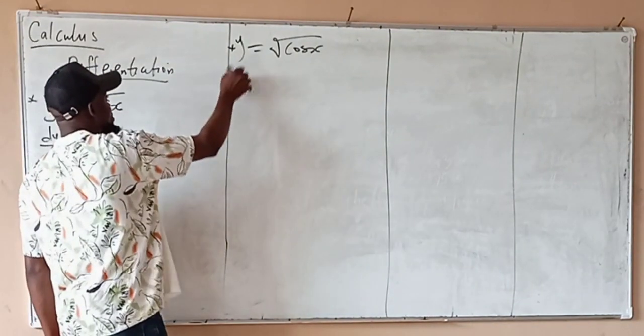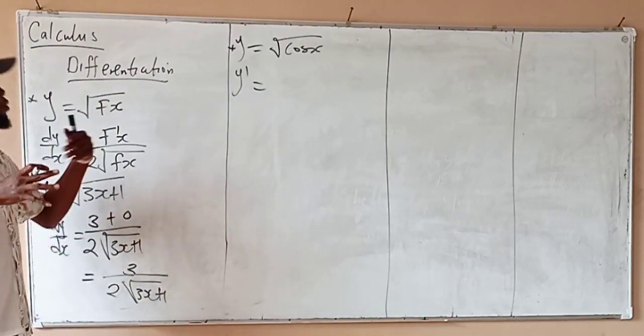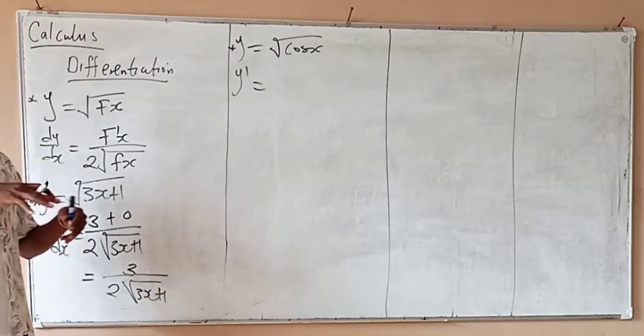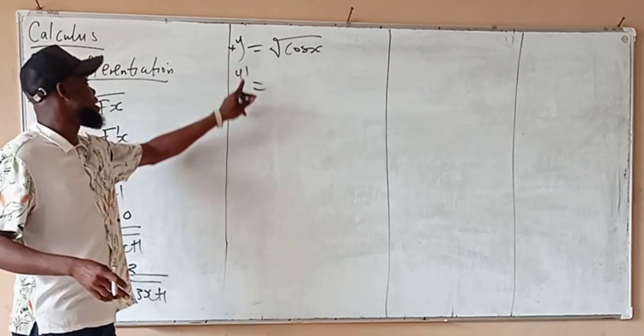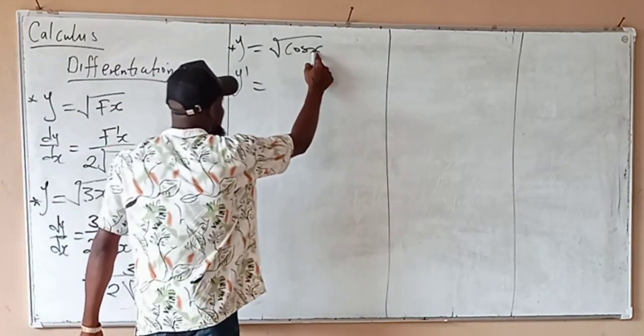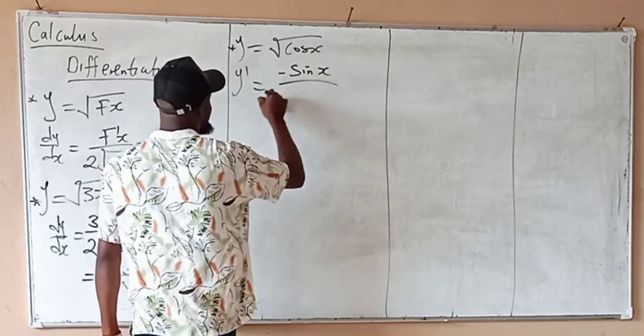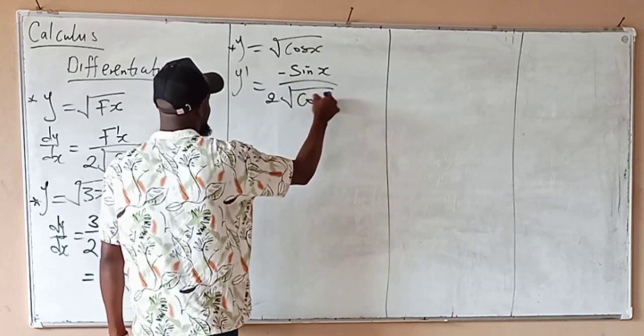What will be dy over dx? What will be y prime now? Y prime means dy over dx, which means differentiate with respect to the variable in the function. So differentiate right now, I'll tell you what's y prime. That's another way to write it. So I'm going to differentiate inside the root, we're going to have minus sin x, then divided by 2 times the question, which is cos x.